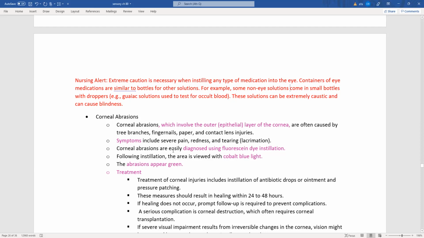Corneal abrasions are easily diagnosed with fluorescein dye instillation. Remember, it was on the test about a guy who injured his eye with a tree branch or something, and that was from fluorescein dye instillation. Following instillation, the area is viewed with the cobalt blue light, and the abrasion appears green.